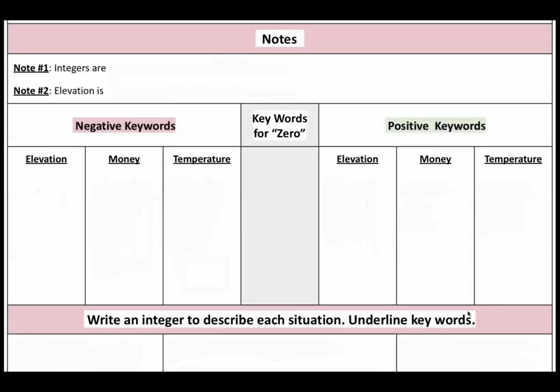Let's get started with some notes. Our first note today, and make sure you're writing with me: integers are positive or negative whole numbers. So 6, -8, 12, those are all integers. Now, elevation is the distance above or below sea level. So if you're scuba diving, you are below sea level.